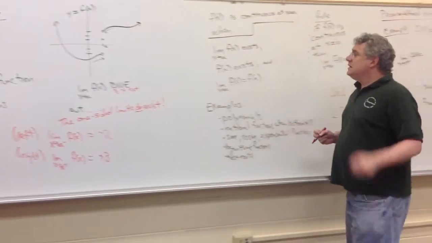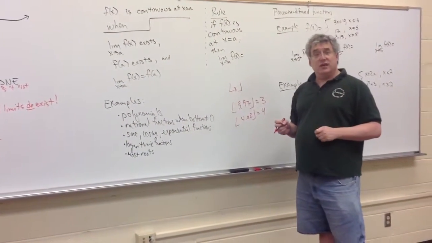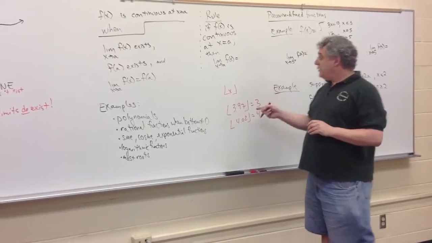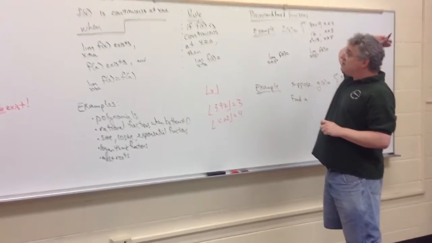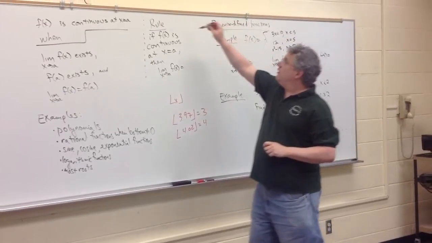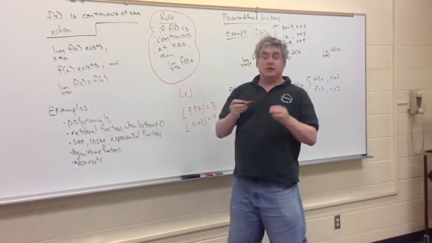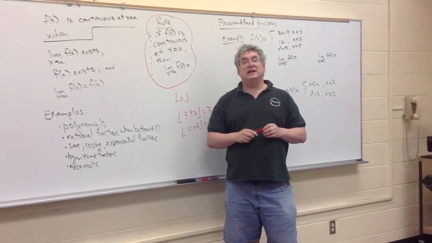Jumps, holes. There's a third kind of discontinuity. It's called a vertical asymptote, where the function suddenly fails at a point. But we don't have to worry about that right now. What I want to do is talk about the rule. This is the powerful rule that allows us to evaluate almost all limits without any kind of issues.